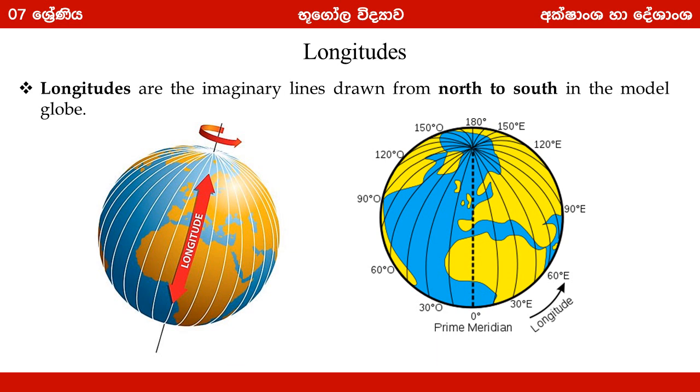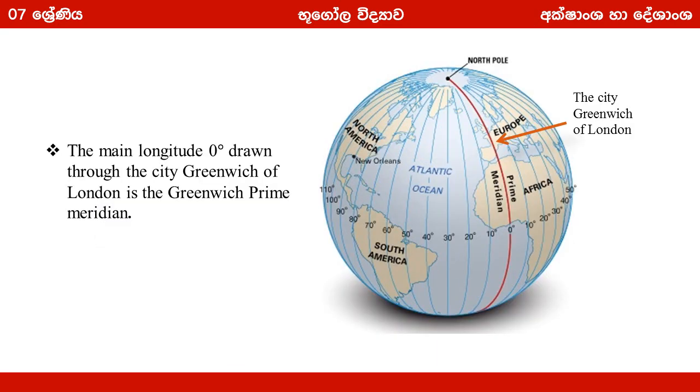They are the Tropic of Capricorn and the Antarctic Circle. Longitudes are also imaginary lines. They are drawn from north to south. The main longitude is the prime meridian. Why do we call it the Greenwich prime meridian? Because that imaginary line goes through the city Greenwich in London. So we call it the Greenwich prime meridian.